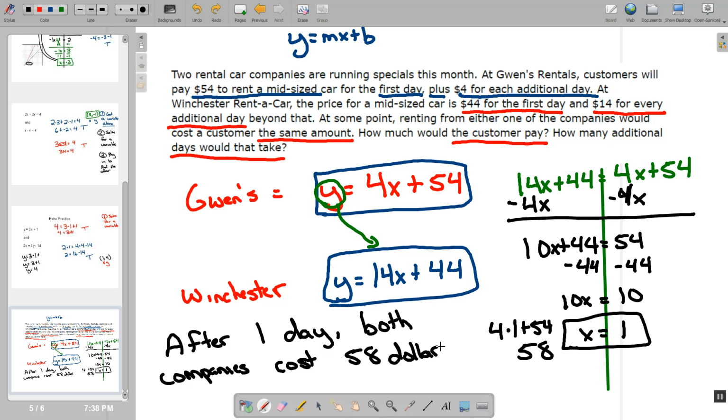And that is systems of equations. If you have any questions, please let me know. This is a tough section, so it will take some time. Don't feel bad if you need some help.